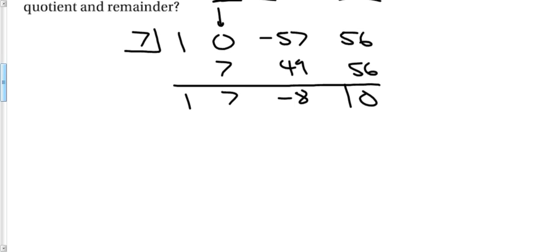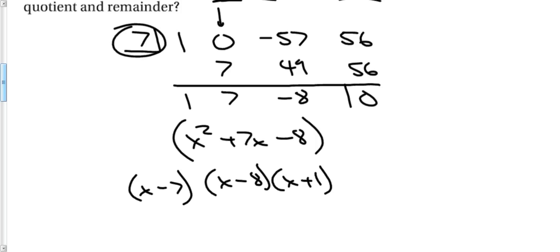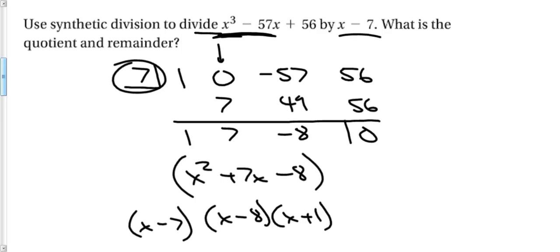And now I actually have my new polynomial as x squared plus 7x minus 8. Okay? And if I wanted to, I could factor that into x minus 8, x plus 1, both of those times x minus 7, because that's what I divided by, and my original polynomial is now actually factored. Okay. So, even though that's not really what the question asks, that's kind of where we're going. What's the quotient and the remainder? The quotient would be x squared plus 7x minus 8. The remainder would be 0.